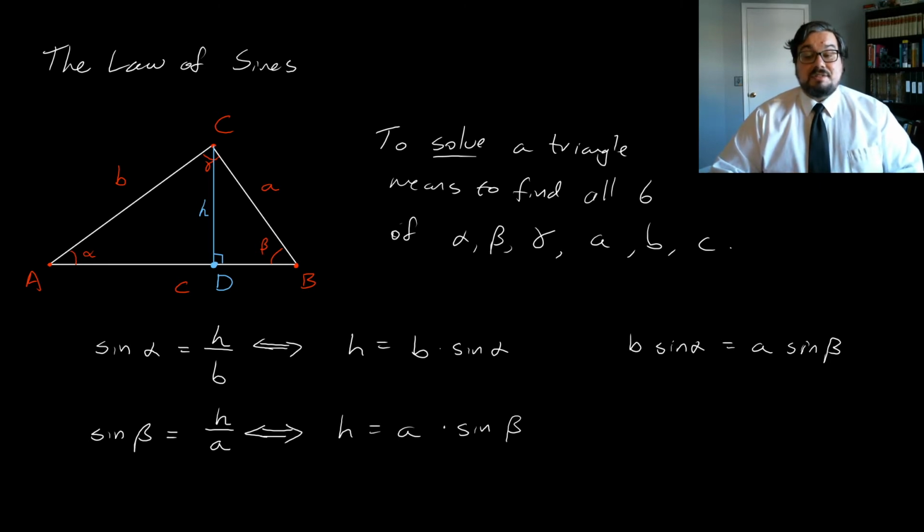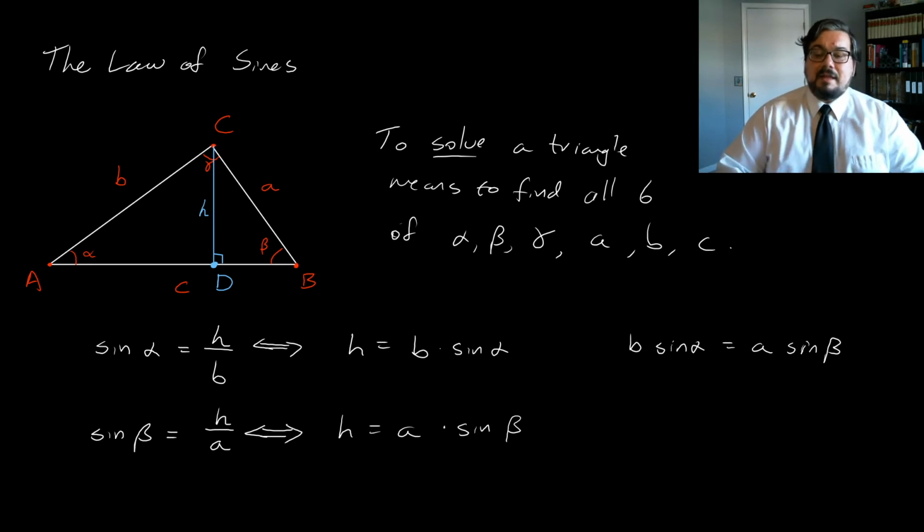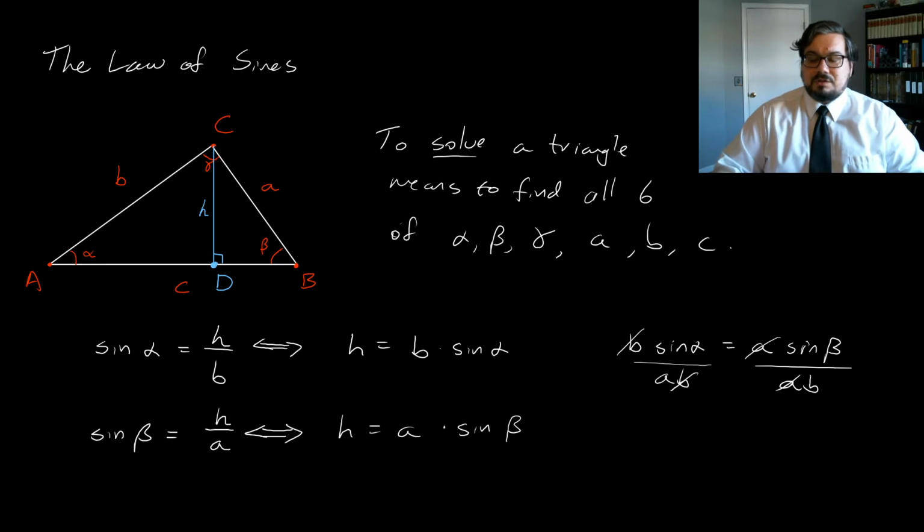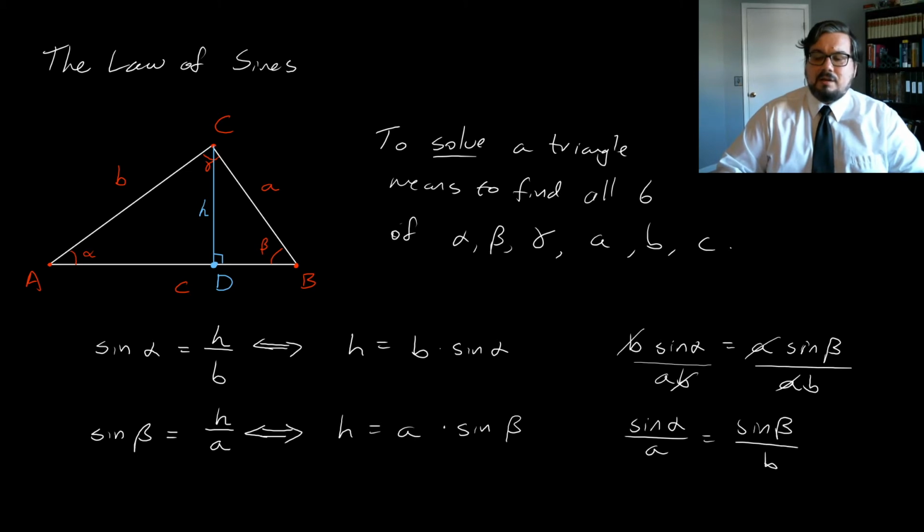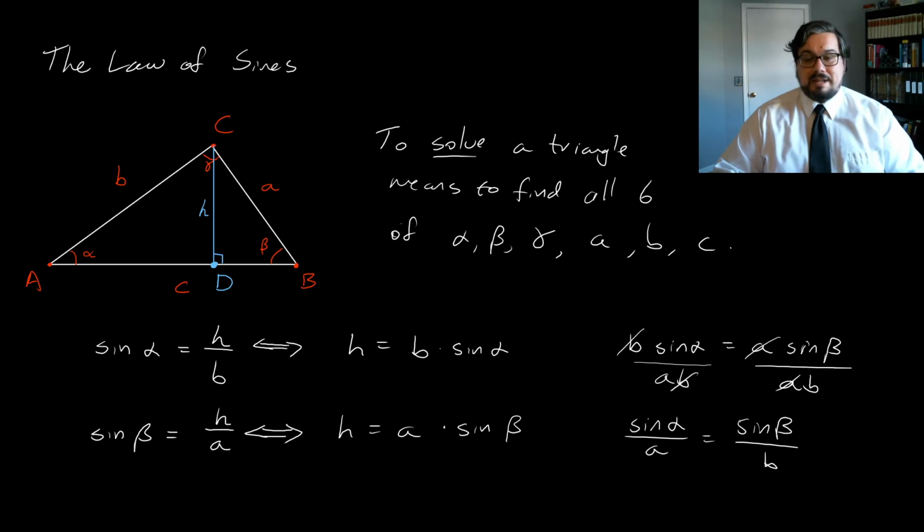Now, this is already interesting. It tells us that there is, in fact, a relationship between alpha, beta, a, and b that we get at using the sines of alpha and beta. But I want to go further and divide both sides by a times b in order to get the expression sine alpha over a equals sine beta over b, which turns out to be an even more useful way of writing things down.